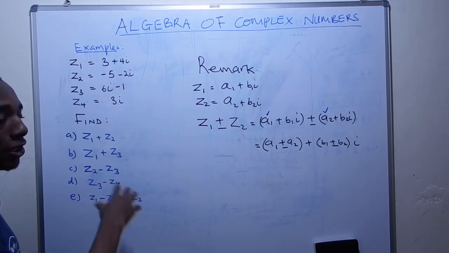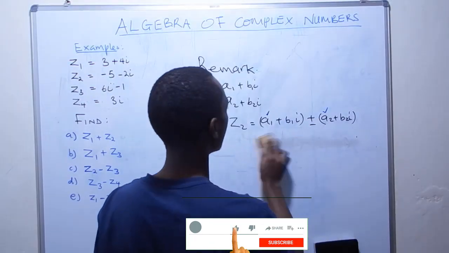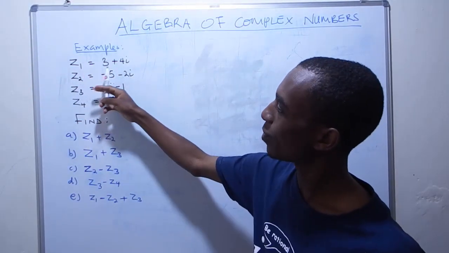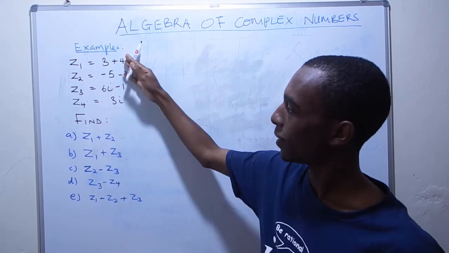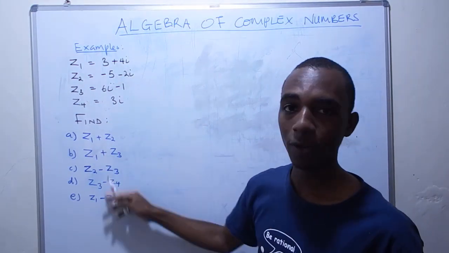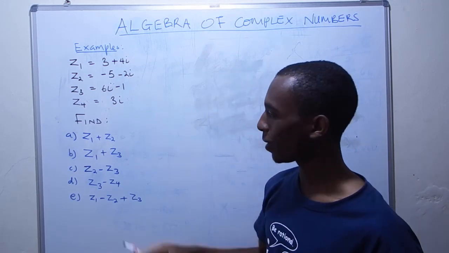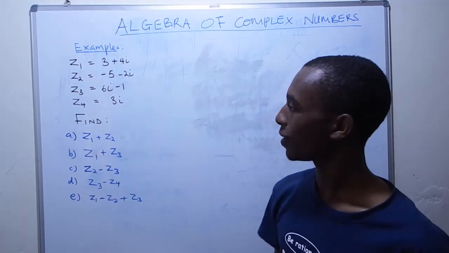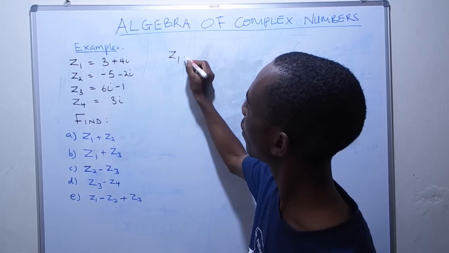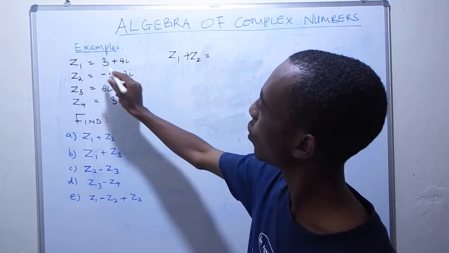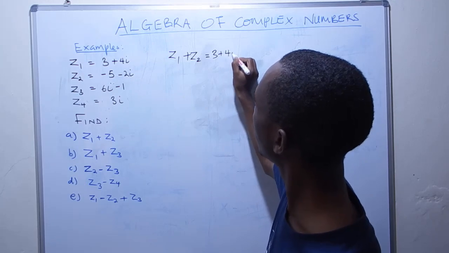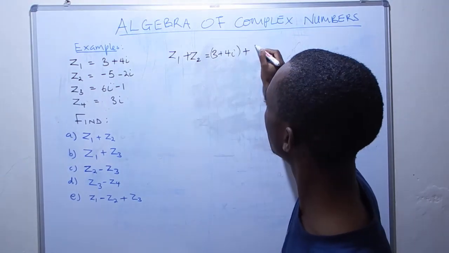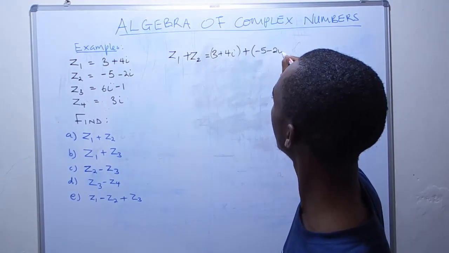So let's dig into these examples. Okay, so we have four complex numbers, Z1, Z2, Z3, and Z4. As you can see, four complex numbers, and we want to perform the following operations on these complex numbers. The first one will add the first complex number to the second, Z1 plus Z2. So let's see what that's going to be. We have Z1 plus Z2. I have Z1 as 3 plus 4i, that's the first complex number, and then we have Z2, which is negative 5 minus 2i.